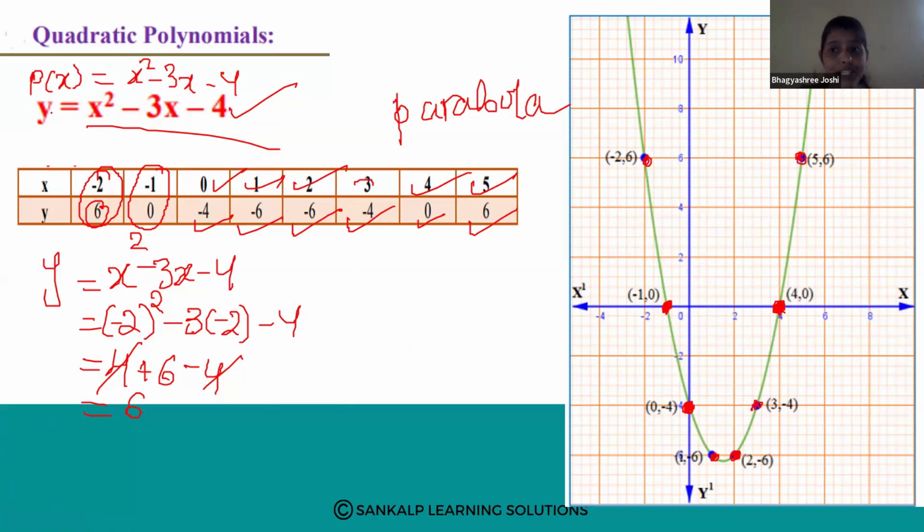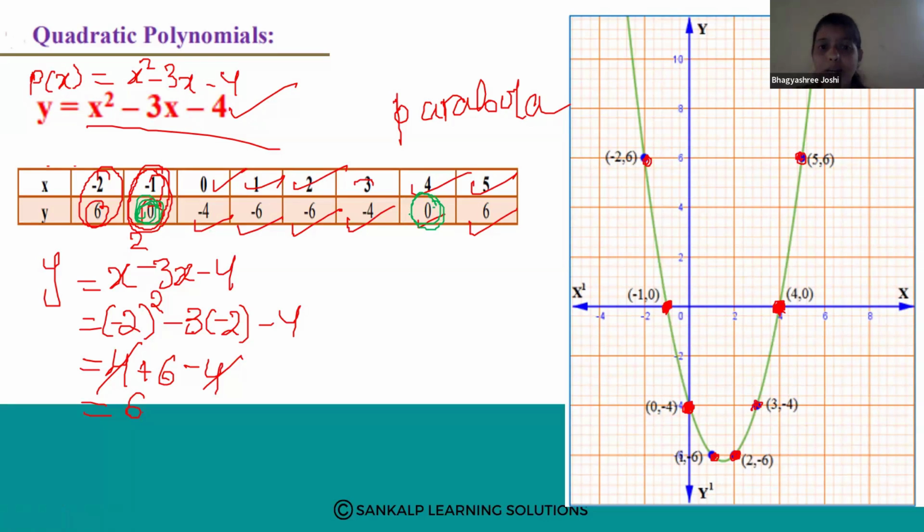Now, to find how many zeros, look at where the value of y is 0. Observe carefully in the table. Here -1, 0: here the y value is 0. Next, where is the y value 0 again? It is here. So y value is 0. When you substitute x is equal to 4, y is equal to 0.